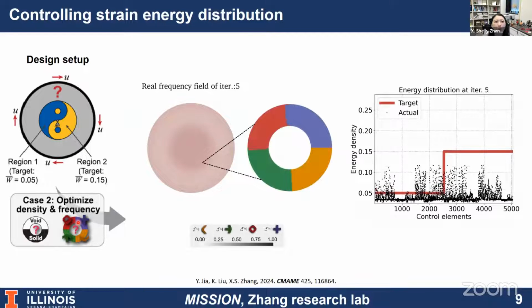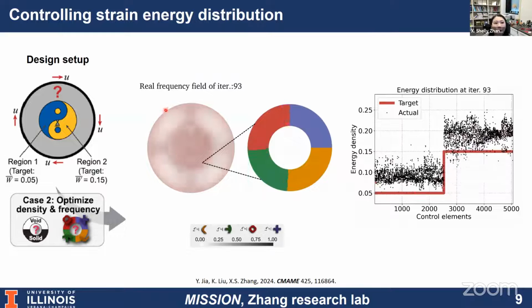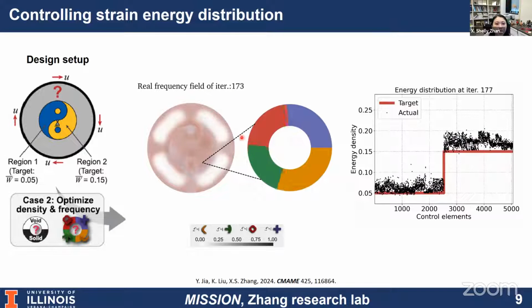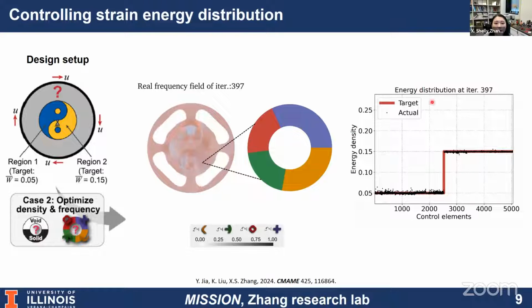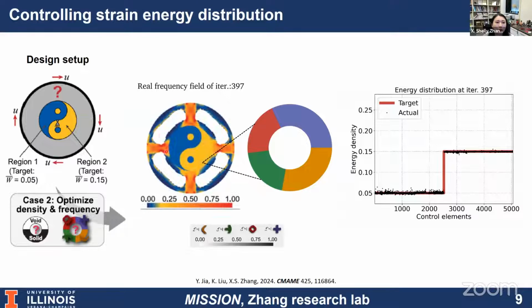So here is the optimization history. We can see both the topology as well as the frequency hints are being optimized. So here is just a sample point from this. And finally, we can see that the energy distribution matches pretty well with the target ones. If we compute the structural performance, we can see the strain energy indeed matches pretty well with the target one.